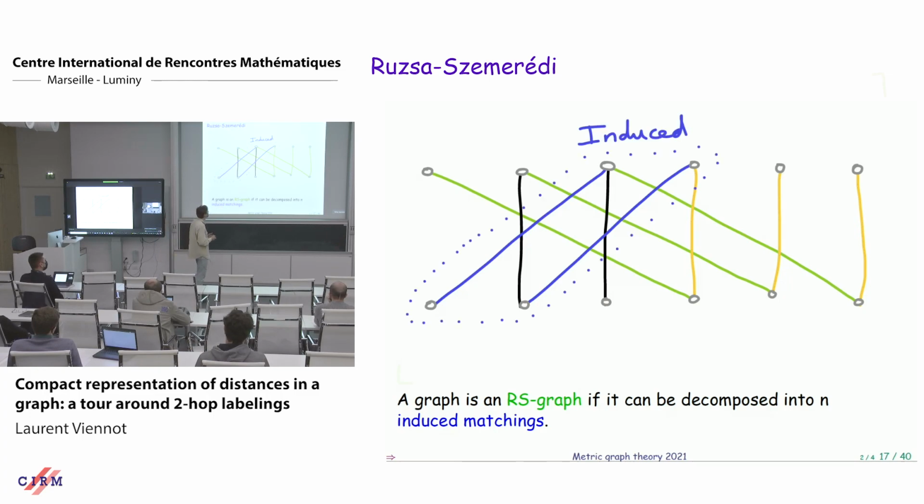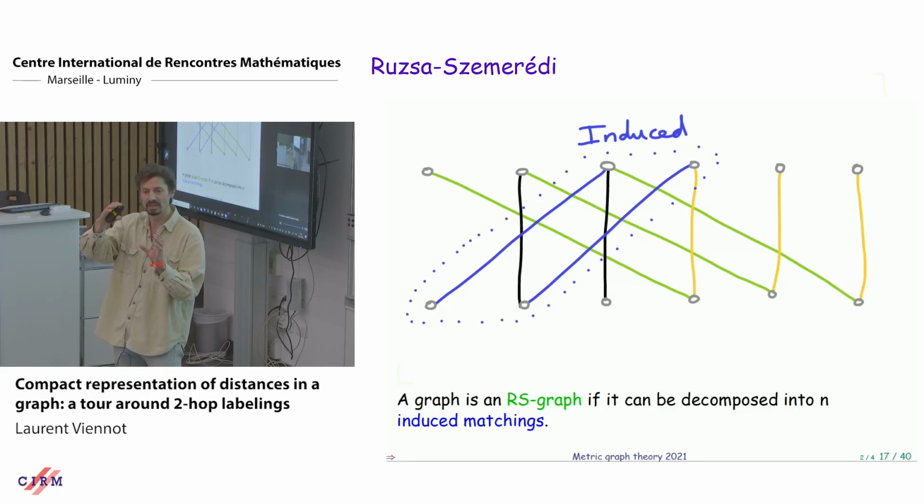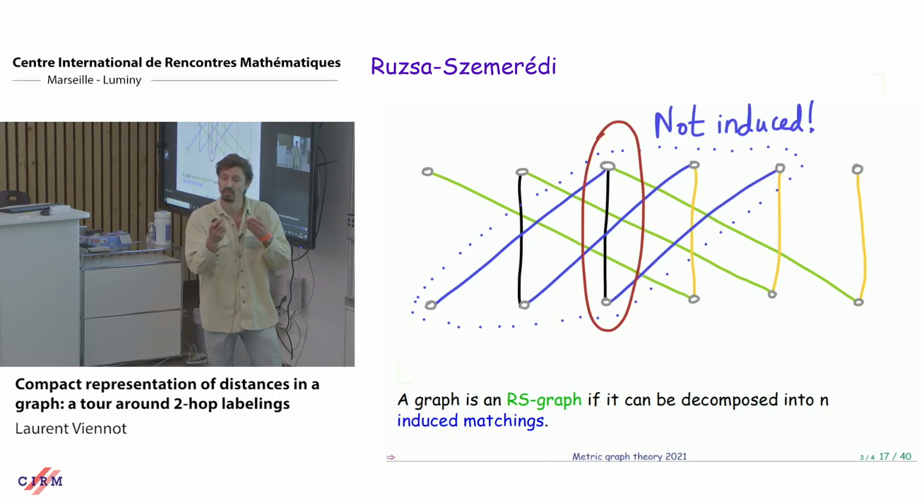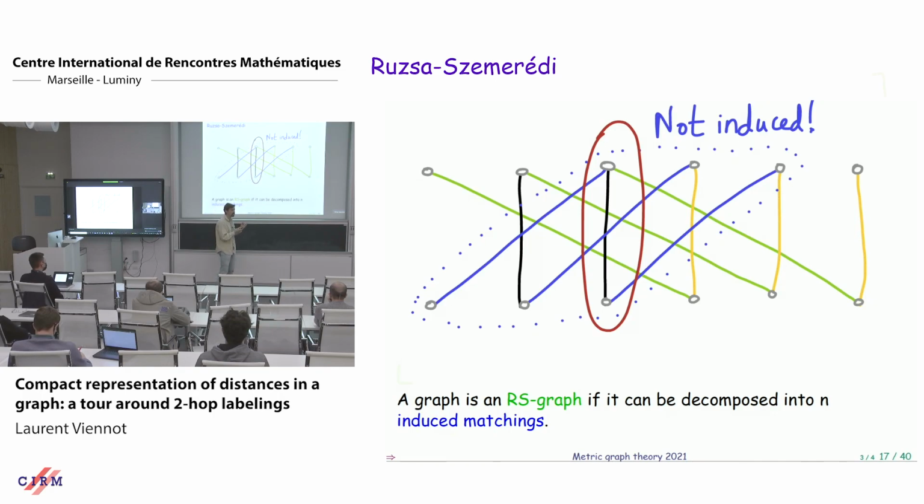What do I call an induced matching? It's a set of edges. And when you look at the graph induced by the ends of these edges, this forms a matching. So this blue thing is an induced matching. But if I try to add a blue edge, it is not induced anymore because of this black edge that is also induced. If you select the nodes at the end of the blue edges, you also have to select the black edge. Okay, so Ruzsa and Szemerédi were wondering if you could construct very dense graphs that can be decomposed into induced matchings.